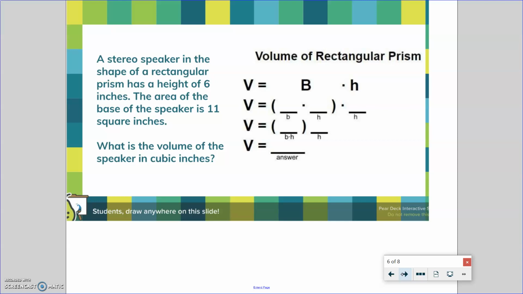Next, it says a stereo speaker in the shape of a rectangular prism has the height of 6 inches. The area of the base of the speaker is 11 square inches. What is the volume of the speaker in cubic inches? So one thing I like to always do is draw a picture so that I can visualize it. So I have a picture of a rectangular prism.